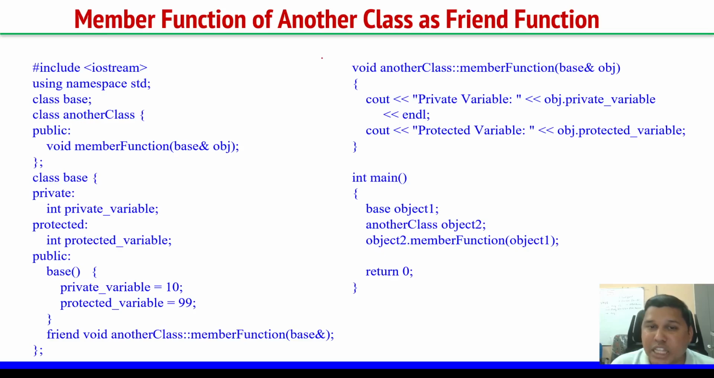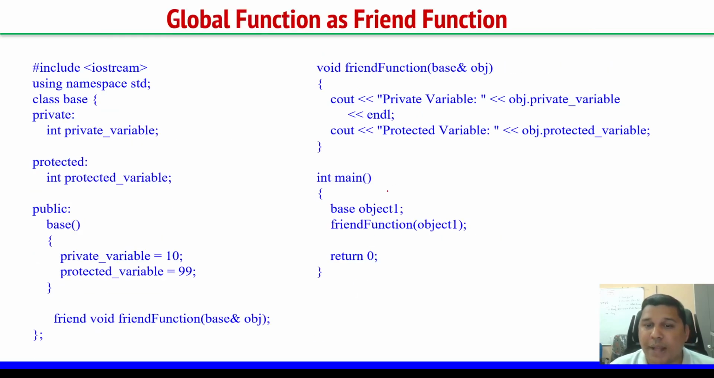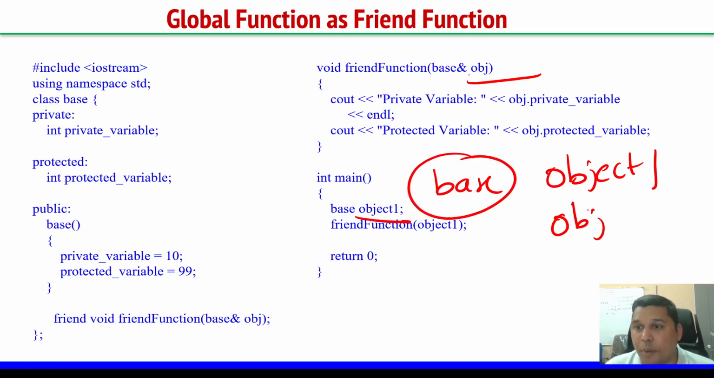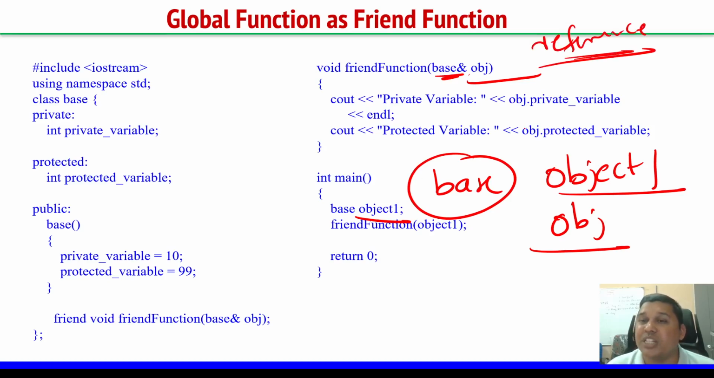So indirectly in this program, base class has two objects. One is object 1, this one. Another is obj, this one. For the base class there are two objects, object 1 and obj, right? Why have I used ampersand? It is called a reference. It is used for a reference variable. It means whatever properties this object had, the same obj has.